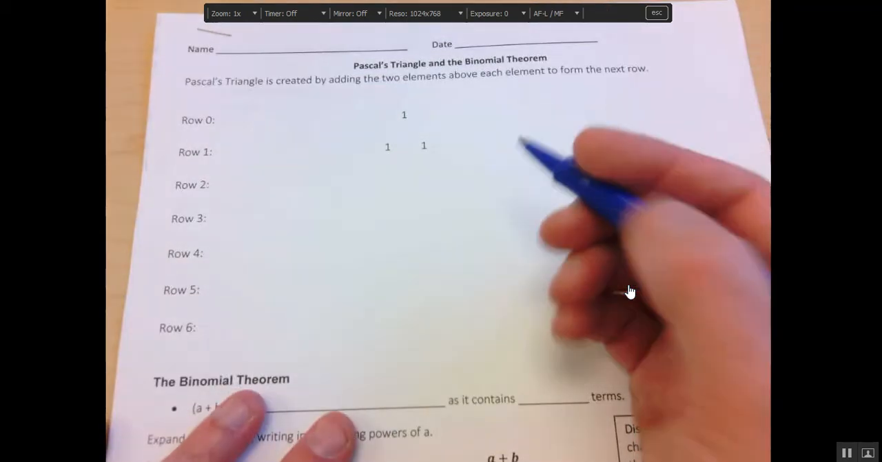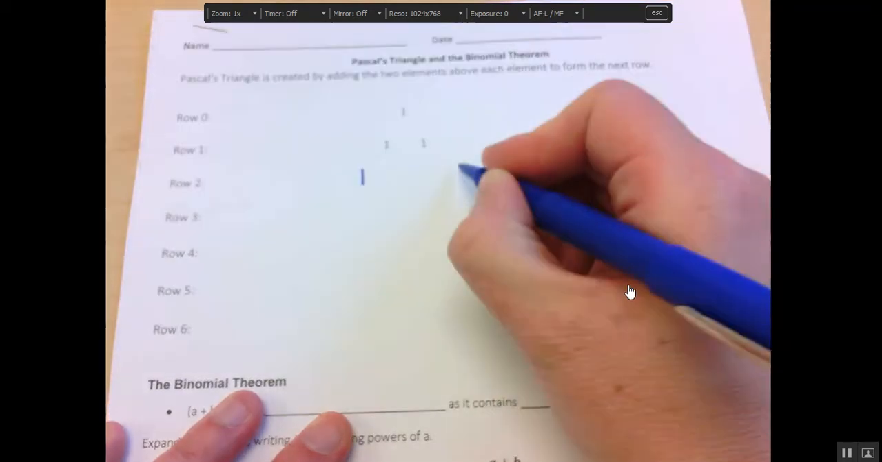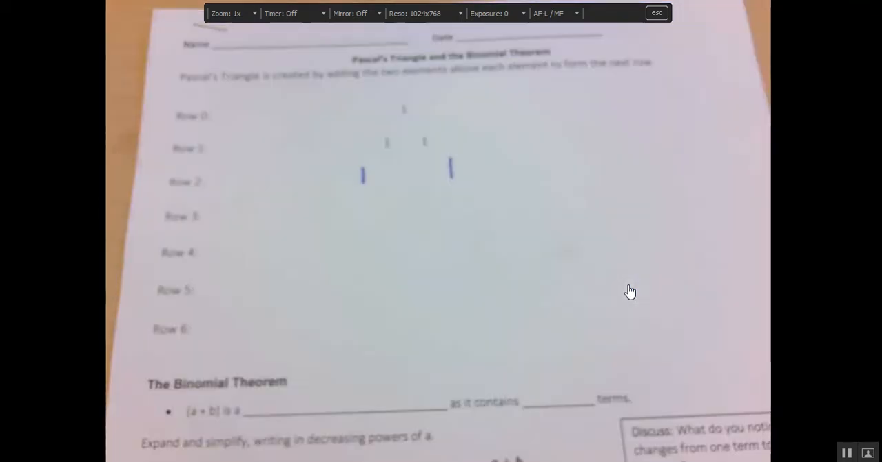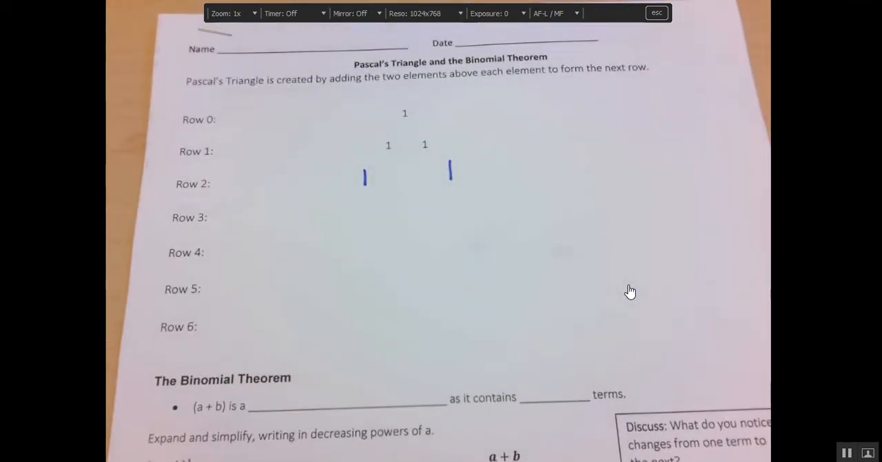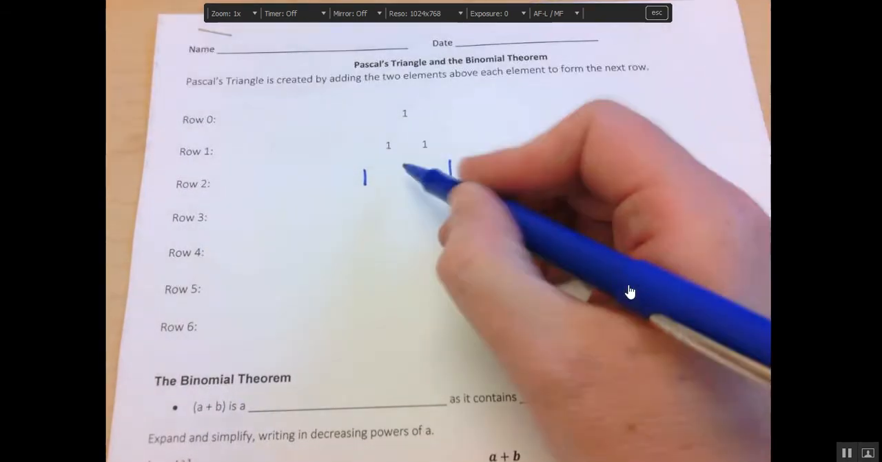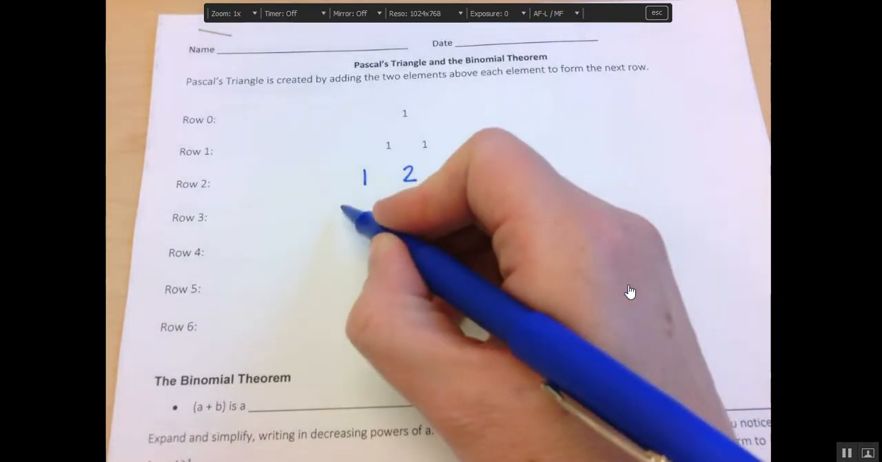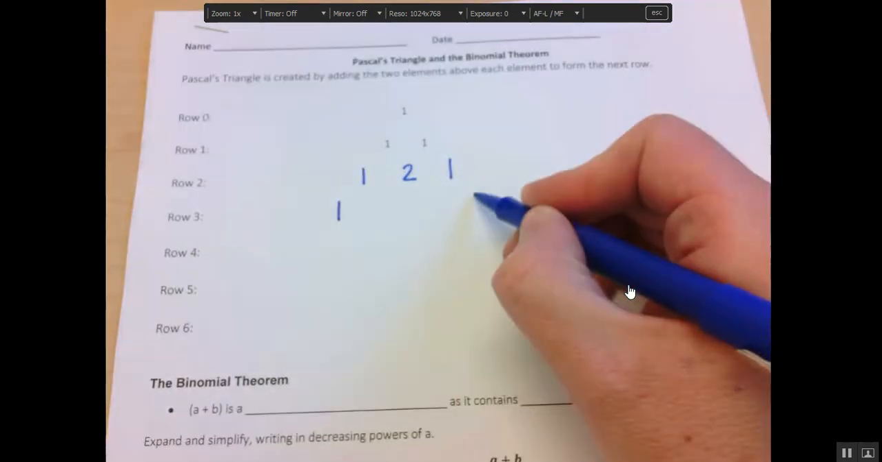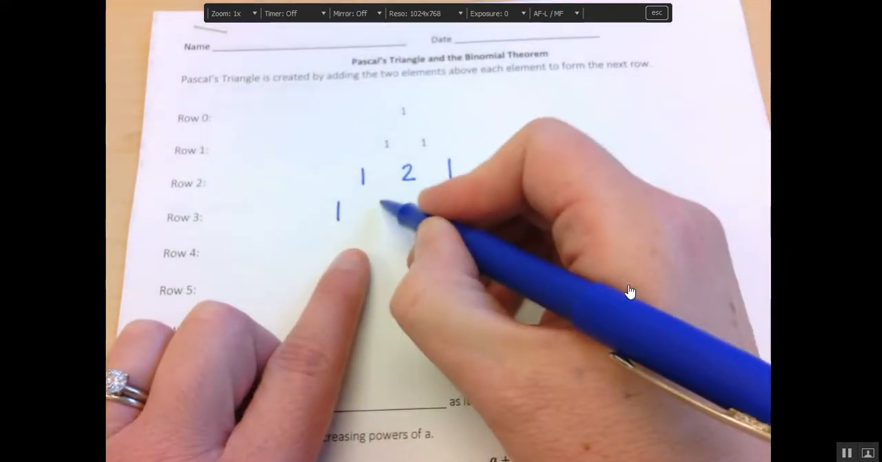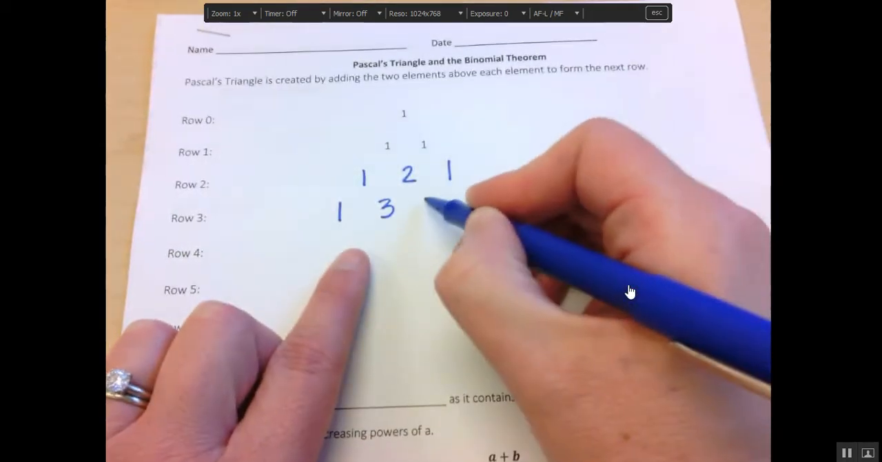Pascal's triangle has ones on the outside. And then you get the inside terms by adding the 2 above it. So 1 and 1, that's a 2. Put ones on the outside. Add these 2, that makes a 3. Add these 2, it makes a 3.